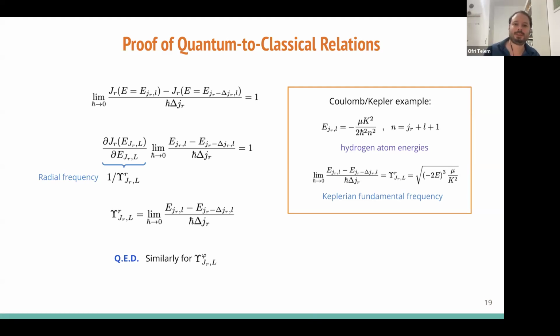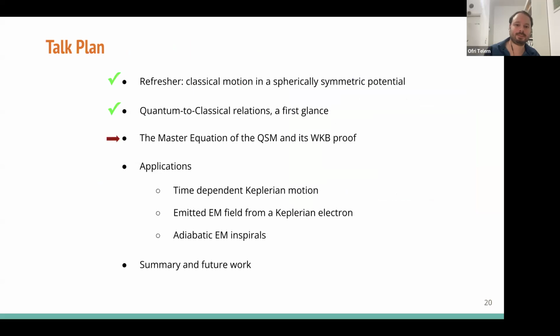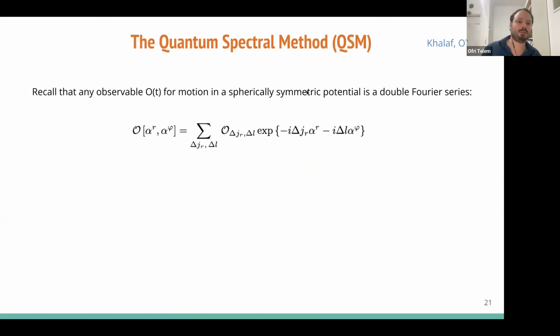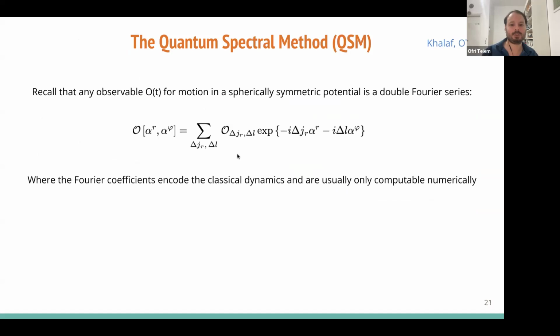All right, so this was just a taste. Now let's go to the bigger guns. I'm going to show you what the master equation of the quantum spectral method is. Remember that any observable of the system is given as a Fourier series, and we don't know what these Fourier coefficients are, right? We have to do a very hard classical computation and maybe evaluate some numerical integrals to know what these coefficients are.